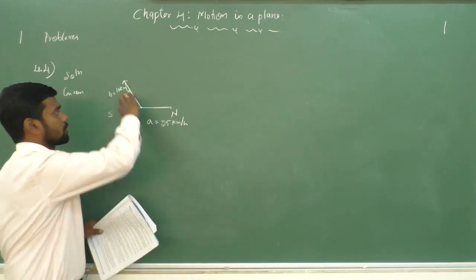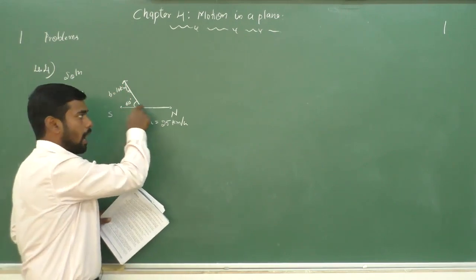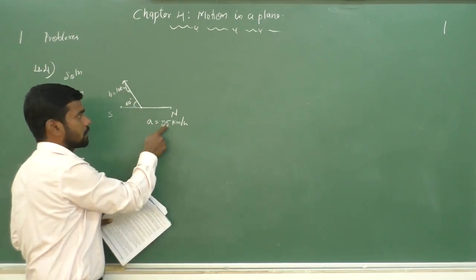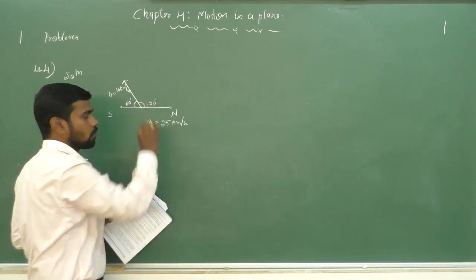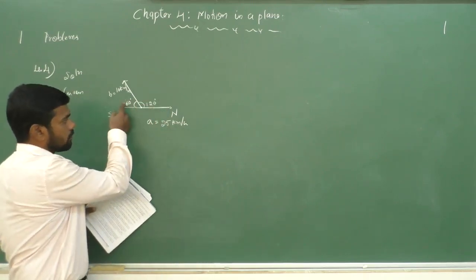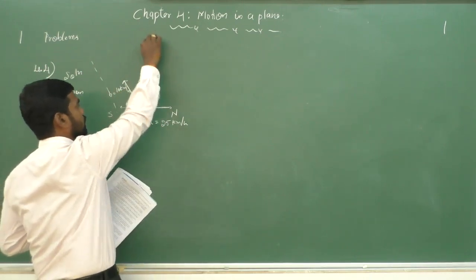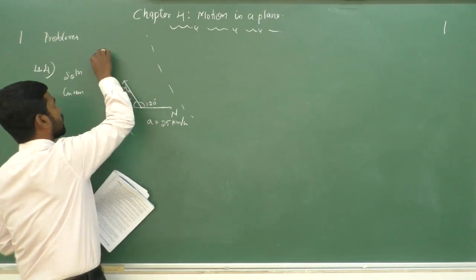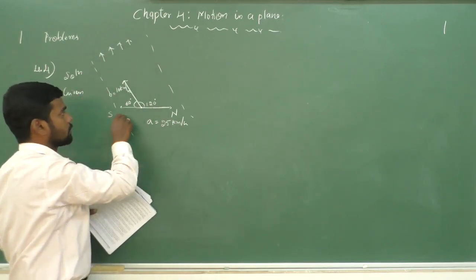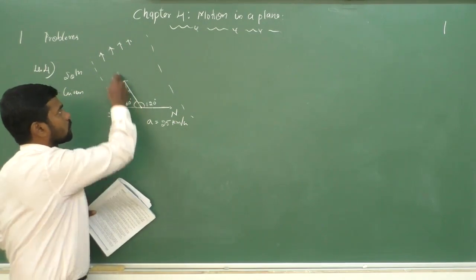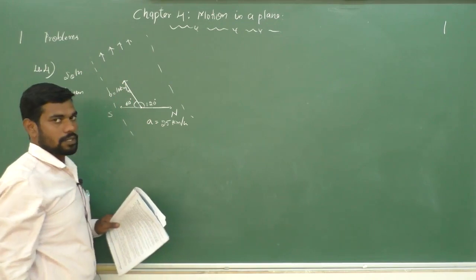This is the B vector, this is the A vector, and if it is 60 degree, the angle between this vector and this vector will definitely be 120 degree, because here 60 degree is there for the water current. We imagine the river flowing in this direction, with the water current in this direction, 60 degree towards south. South is this side.